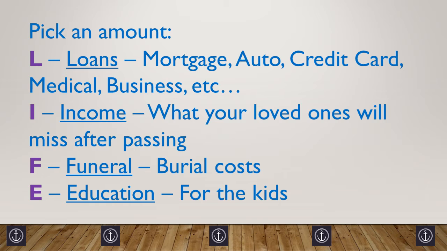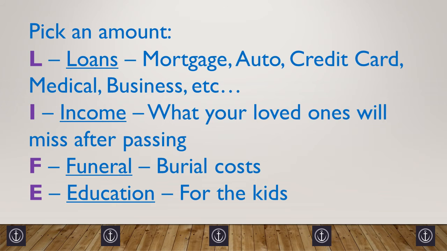You're going to add that to the income that you're going to be missing. Not only just salary or hourly work, but extra funds that are going to be needed after another loved one passes. So you're going to want to be cognizant of that. F is for funeral. That's just the basic burial costs, which will be the next amount that you're going to put on there. And education, if you have kids, you're going to want a little bit extra there for their education funds.